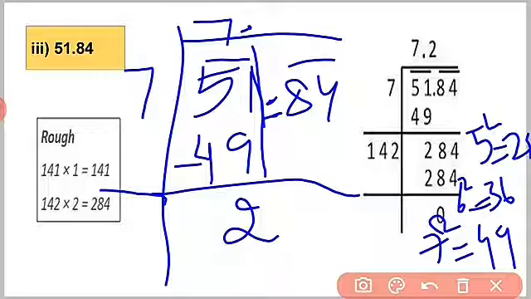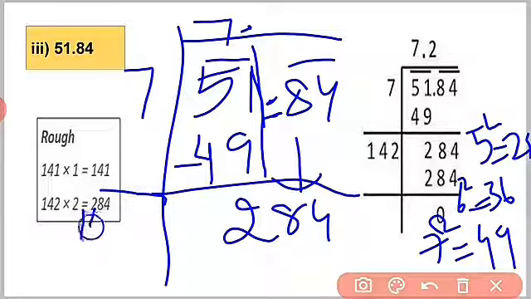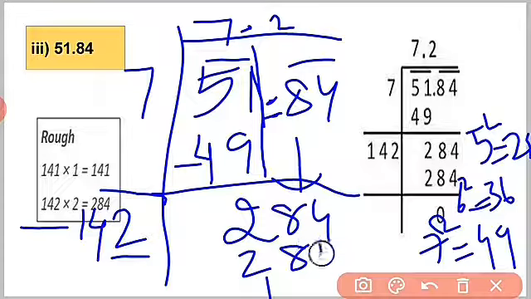Now bring down 84 and double the quotient. On doubling the quotient we get 14 and leave a space. Now think of a number which is less than or equal to 284. So 142 multiplied by 2, we get 284. So the remainder is 0. So what is the square root of 51.84? It is 7.2.